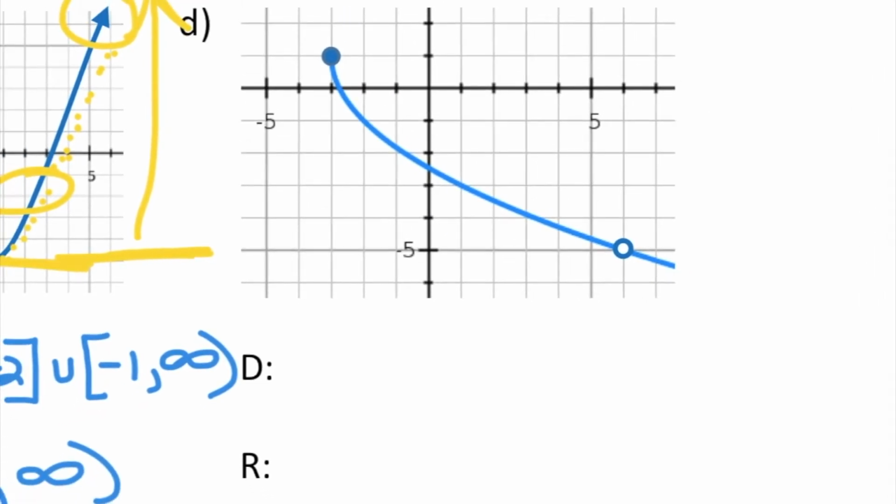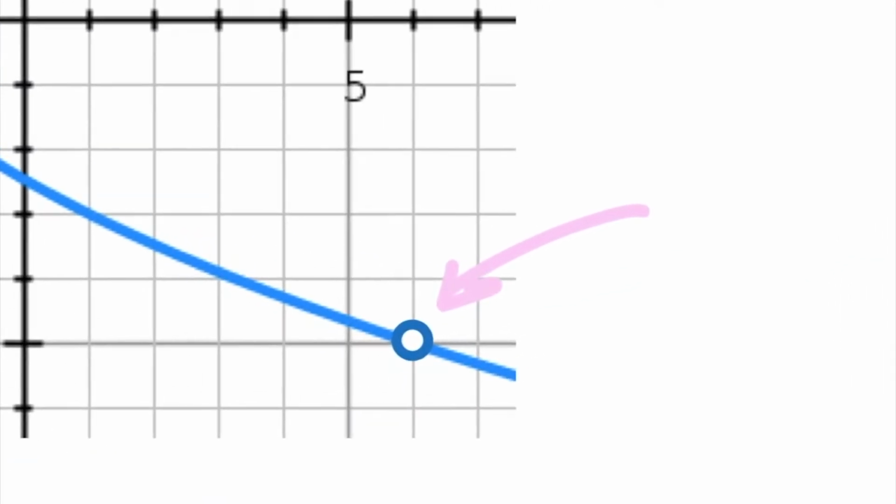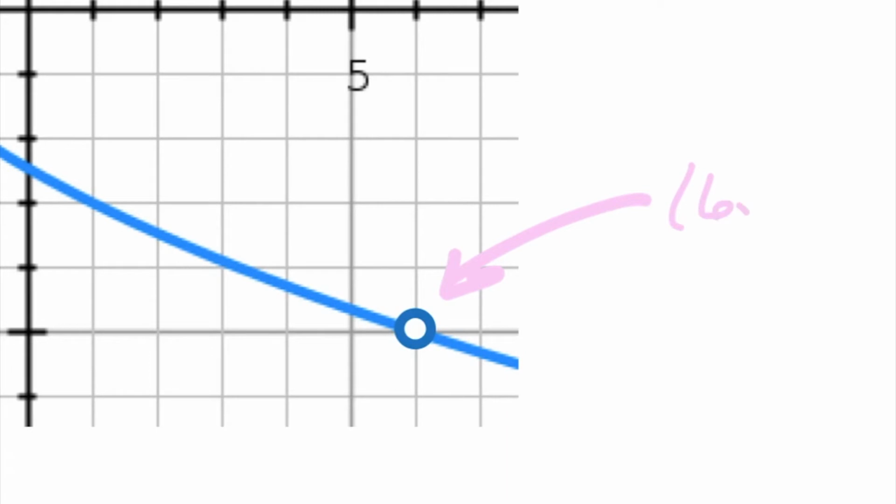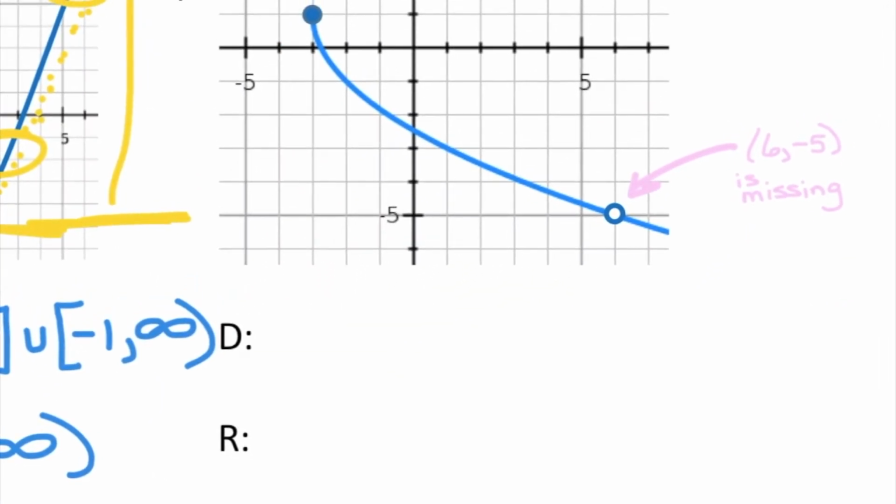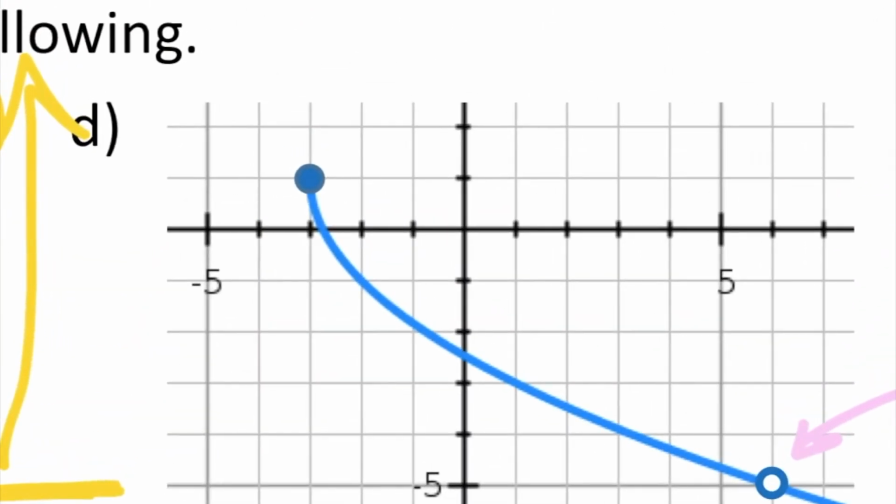Now in letter D, the important thing that you have to keep in mind is that this open circle or hole in the graph affects both your domain and range. And so the point that's missing has an x value of 6 and a y value of negative 5. It is a hole in the graph, or is missing from both the domain and the range. And the other thing that you want to know here is that this point is negative 3, 1.